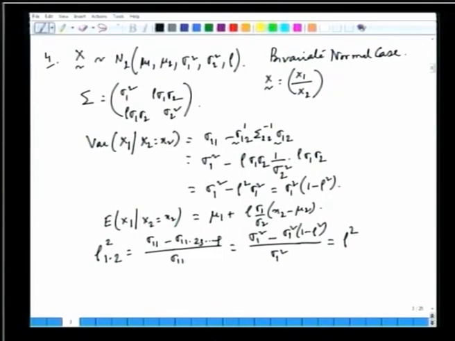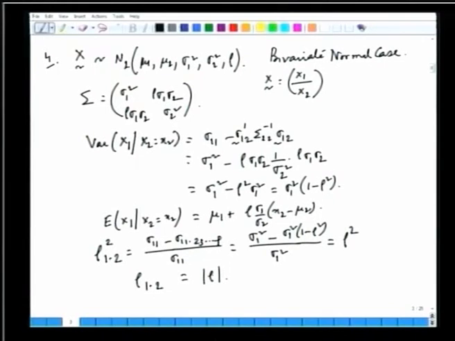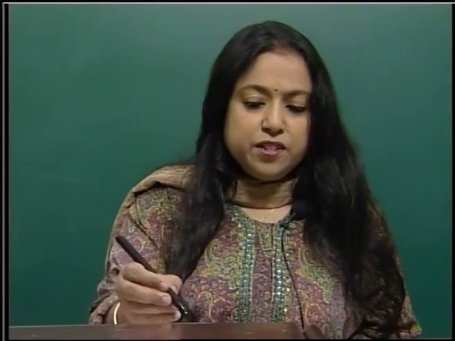So, I can simply write that the multiple correlation coefficient rho 1 dot 2 is nothing but the modulus of the usual correlation coefficient, the square being equal to this square. Of course, the usual correlation coefficient can lie between minus 1 and 1, but the multiple correlation coefficient is always between 0 and 1. So, this is the modulus of the usual correlation coefficient between x1 and x2. This is one way I can think about the bivariate normal case.